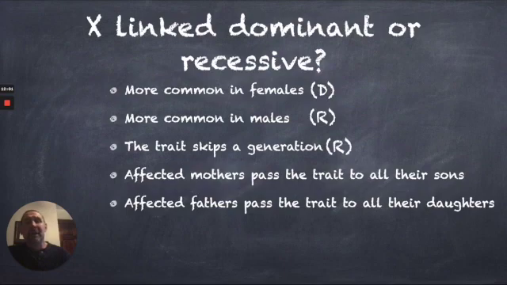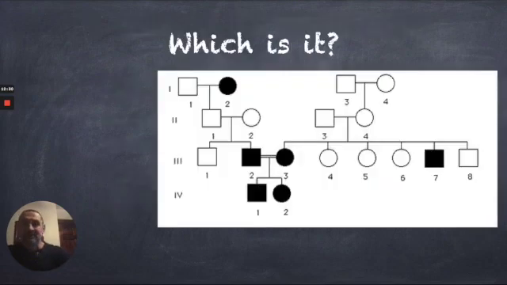If mothers pass it to their sons, because sons only have the one X and they get that from their mother, then it's probably a recessive trait. If fathers pass the trait to their daughters, to all their daughters, it's probably a dominant trait because the mother is giving a recessive X, but the father is giving the dominant X, and that trait's going to show up.